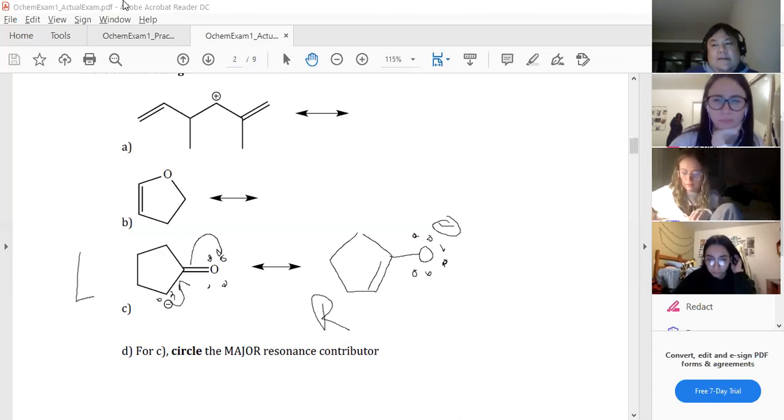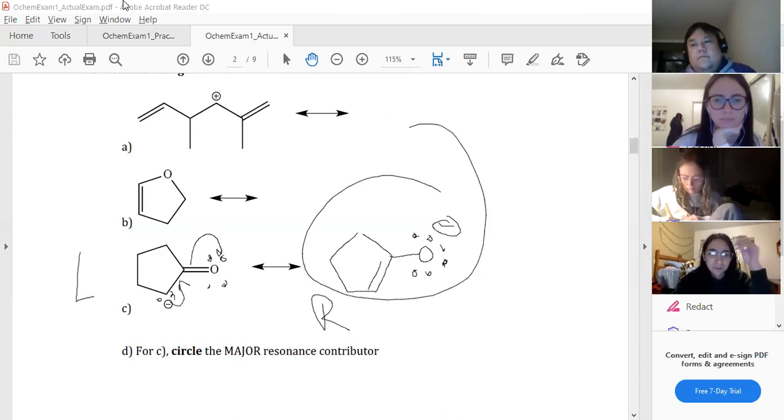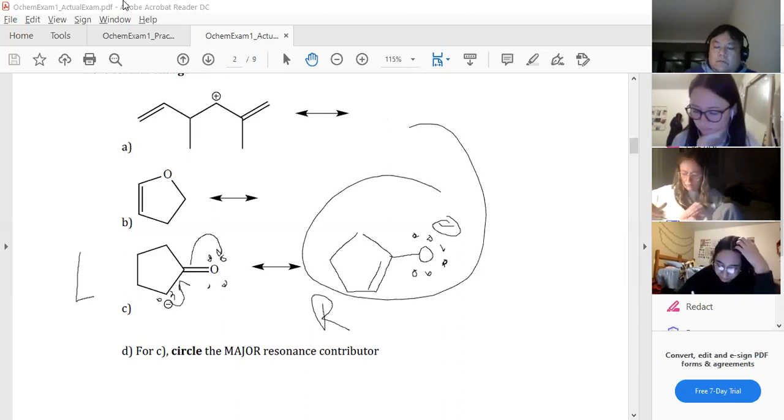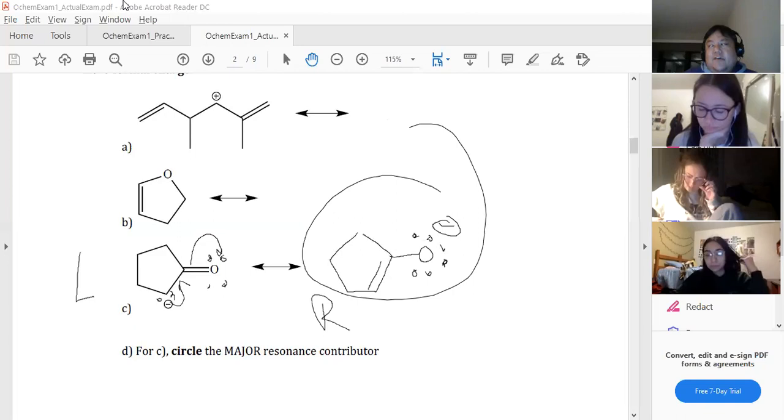What did we say if we can't tell any difference? If we have to have a charge, where does that charge want to be? On the most electronegative atom. So which atom is more electronegative, carbon or oxygen? Oxygen. So that's it. Does that make sense for figuring out which one is your best one? If you have a choice between a molecule that has a charge versus a molecule that has an empty octet, you always go for the full octet first. Octet takes priority. Then you worry about charges like positive, negative, and all that good stuff. Octet trumps all.